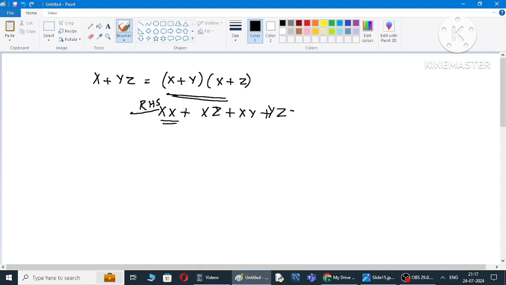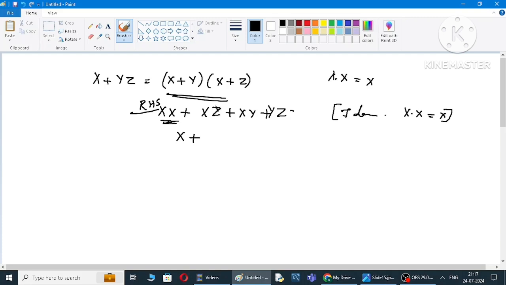X dot x, according to idempotence law, x dot x is equal to x. So here you have to write, according to idempotence law, x dot x is equal to x. So this can be reduced to x. So write the remaining things as such.